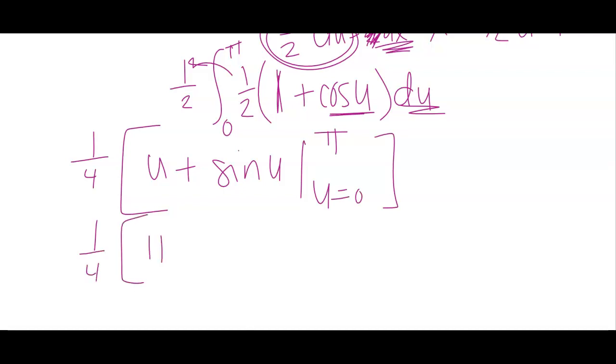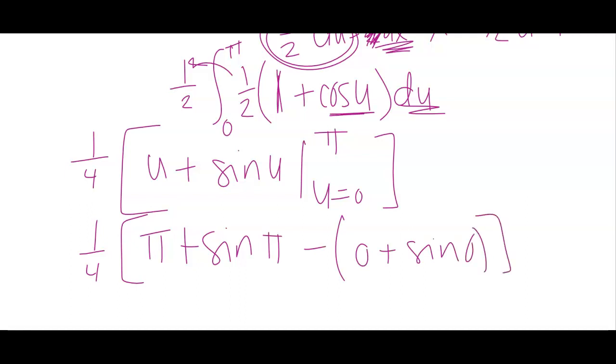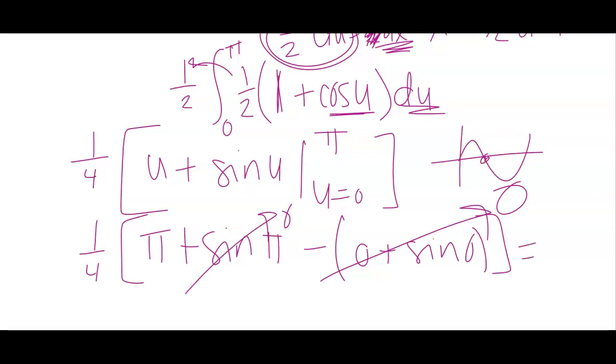If I plug in pi, I get pi plus the sine of pi minus 0 plus the sine of 0. Now this over here ends up all being 0. Sine of pi is also 0. So my final answer ends up being, oh my goodness, pi over 4.